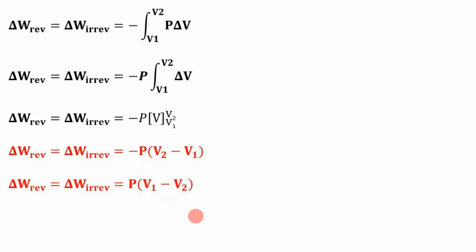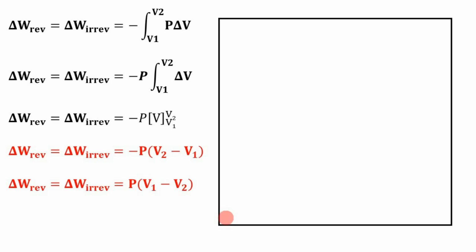So this is the formula that we will be using to calculate the work done for an isobaric process, or a process occurring at constant pressure, whether reversible or irreversible. It is the same. We have the work done, which is equal to pressure times (V1 minus V2). Again, when you have this kind of equation, we can have another structure of this equation.